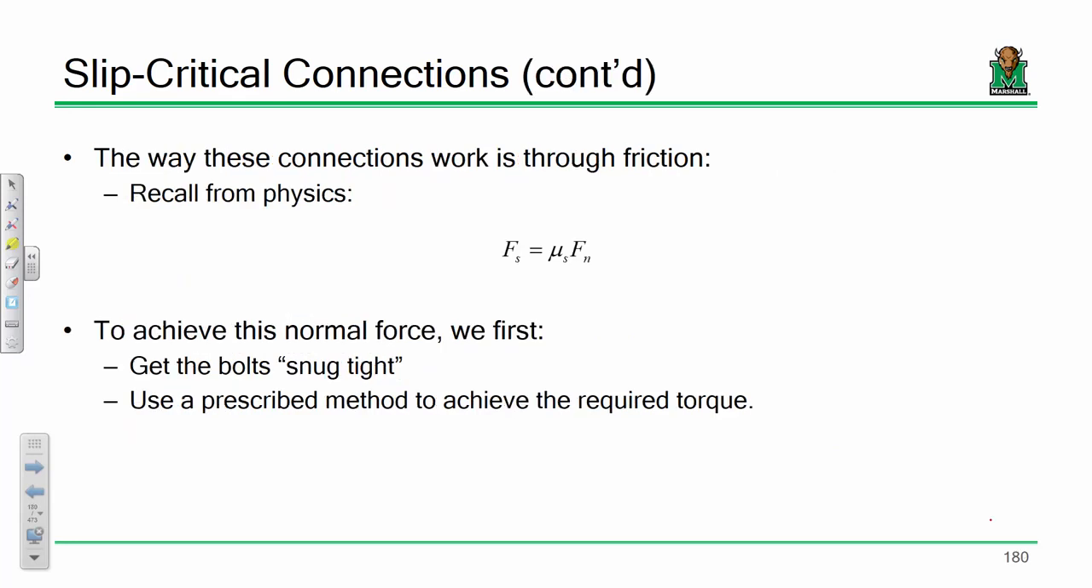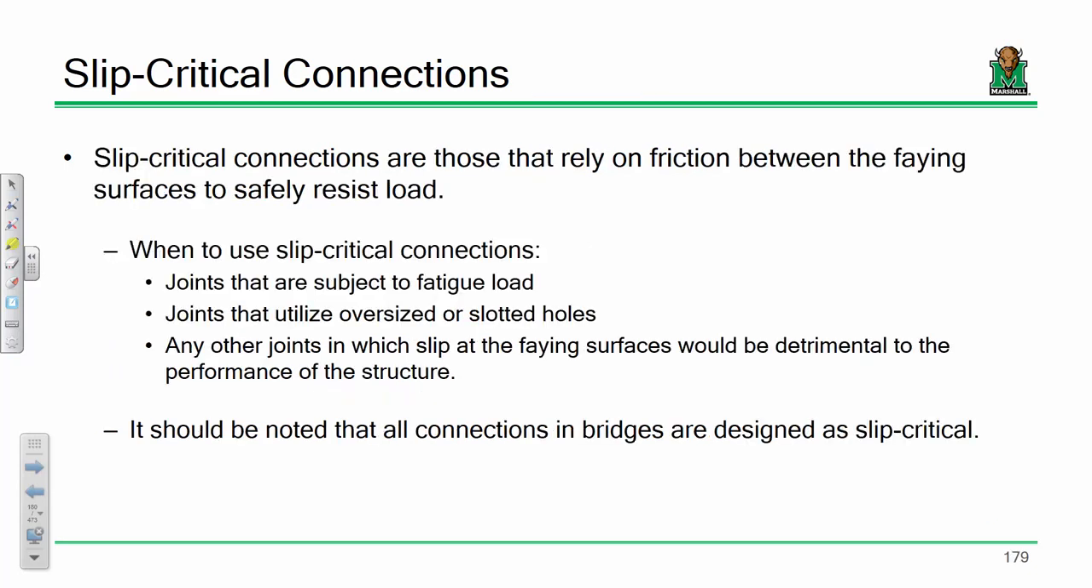Well, remember that whole relationship from physics that if you have a coefficient of static friction and a normal force between two planes, you develop a static frictional force between them? That's basically all this is. When you look at the slip critical capacity of a bolt, it's the normal force times the coefficient of static friction, and then there's a few adjustment factors that go on to that. Now, when do you use slip critical connections? Like when will you use a slip critical connection versus using just a regular old bearing type connection?